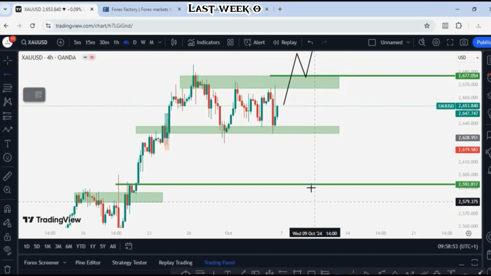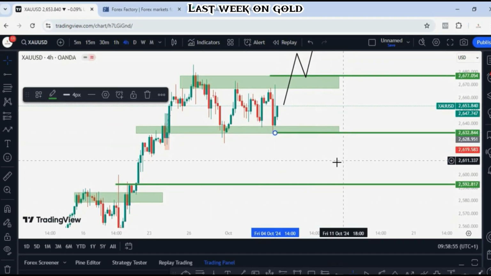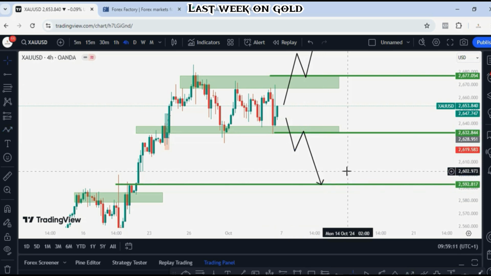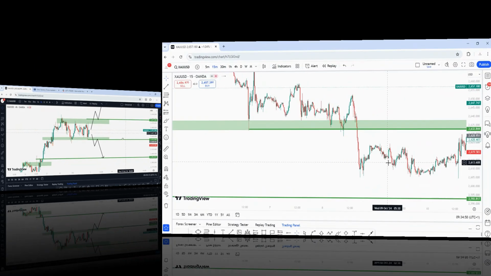For the bearish scenario, I'm going to put this line here. Then you have to be patient for price to break below 2,632.844 area like this. Then you catch it on the pullback on the 15 minutes time frame or 30 minutes time frame, and then you can trade into the bearish target, which is 2,592.817 area.